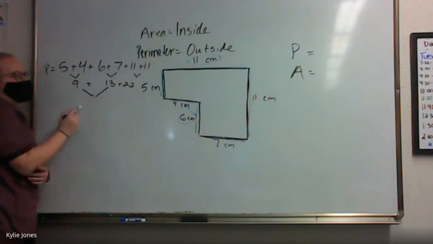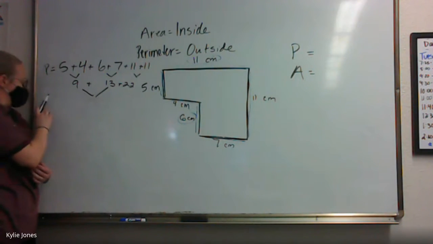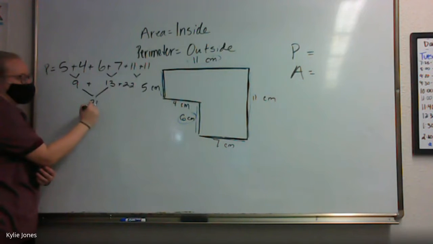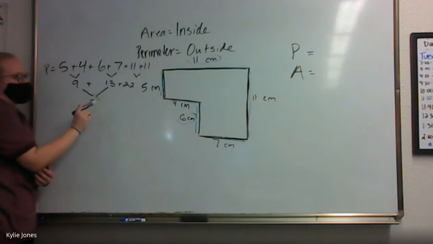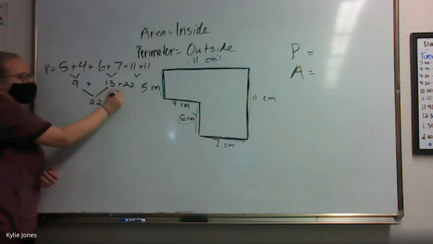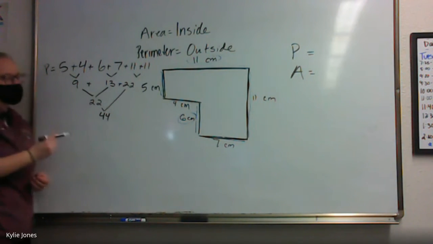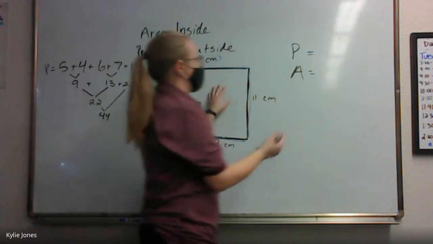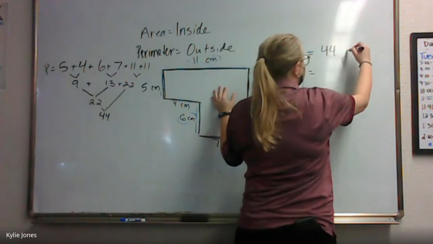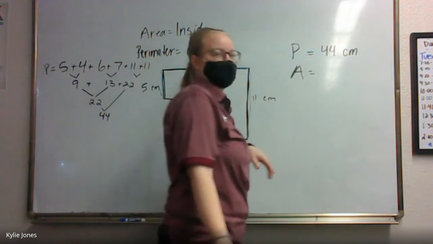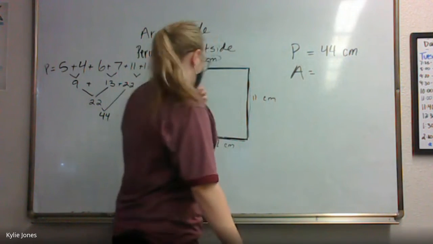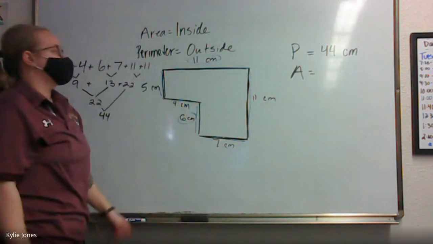What's 9 plus 13? 22. 22 plus 22. 44. That's our perimeter. All the way around is 44. Is it centimeters or centimeters squared? Just centimeters. Good. So there's our perimeter.